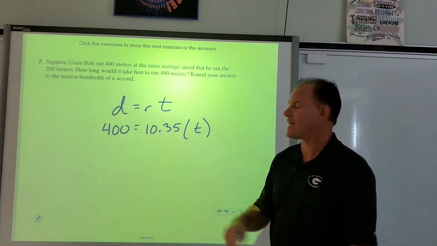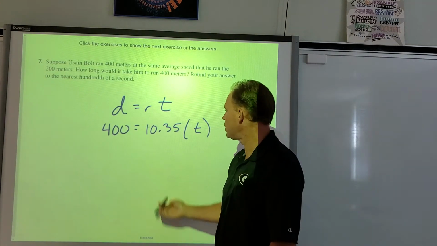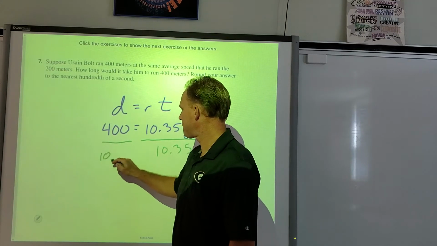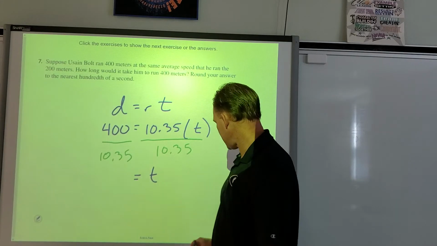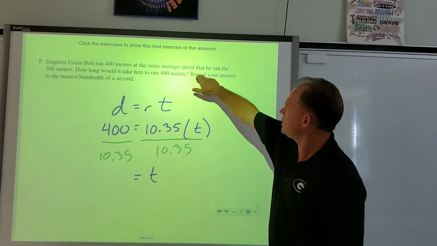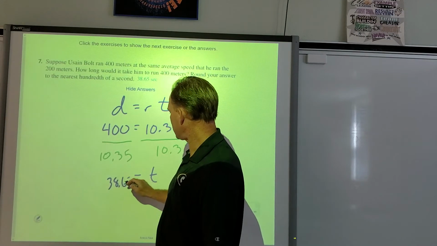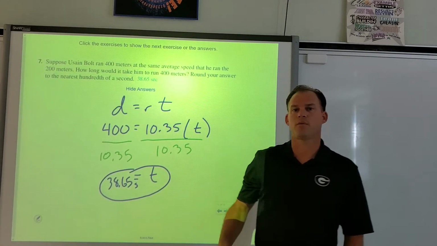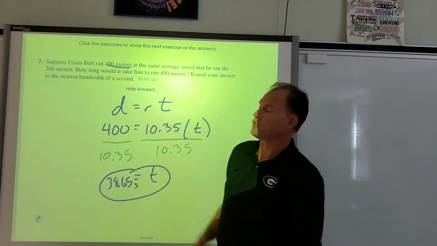How long is asking you a time question. So now we're going to take both sides of the equation and divide by 10.35. And it's going to come up with T for our answer. That gives us 38.65 seconds. So again, take the answer from the previous problem and reapply it to a new situation. Same formula, but now we've changed the distance to 400 meters.